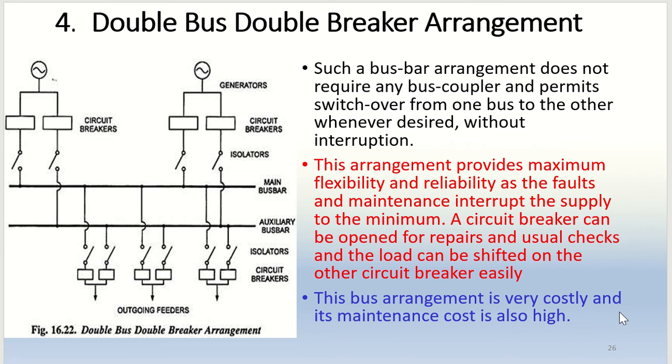This arrangement provides maximum flexibility and reliability, as faults and maintenance interrupt the supply to the minimum. A circuit breaker can be opened for repairs and usual checks, and the load can be shifted to the other circuit breaker easily. This arrangement is very costly and its maintenance cost is also very high.